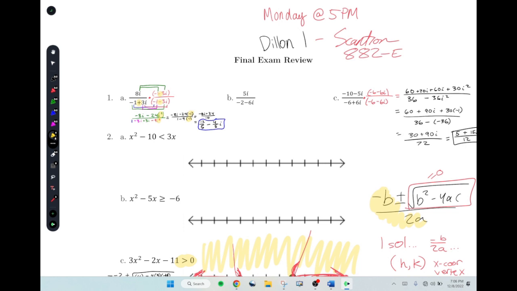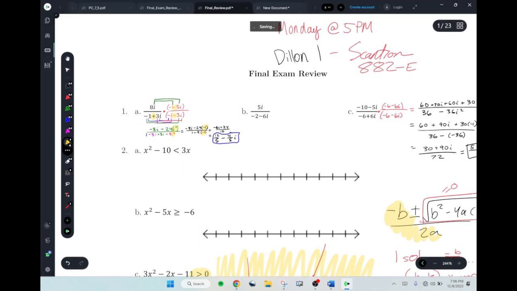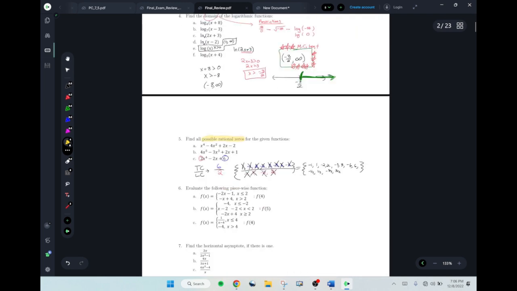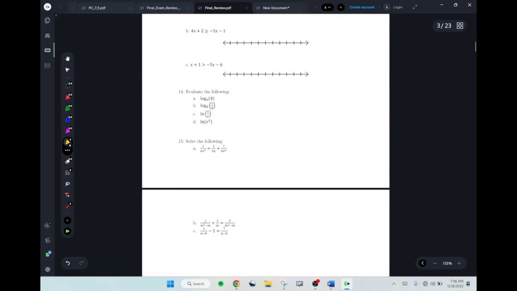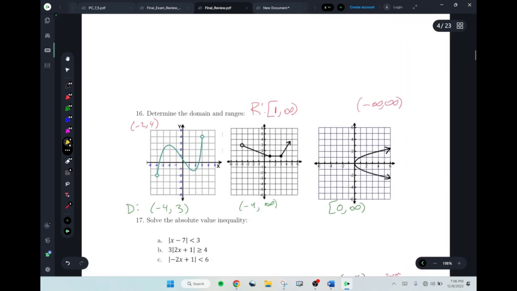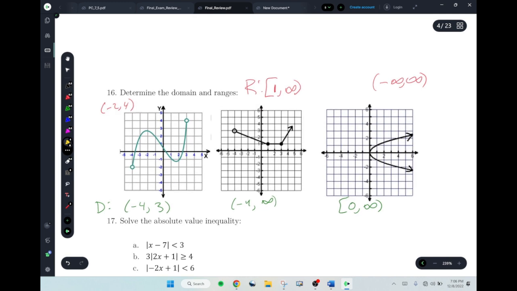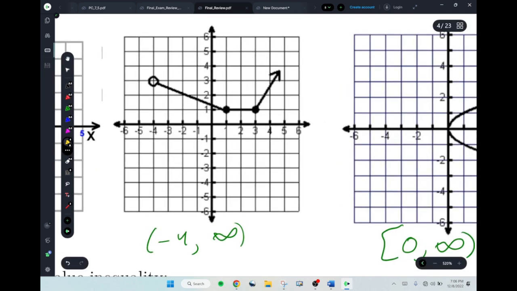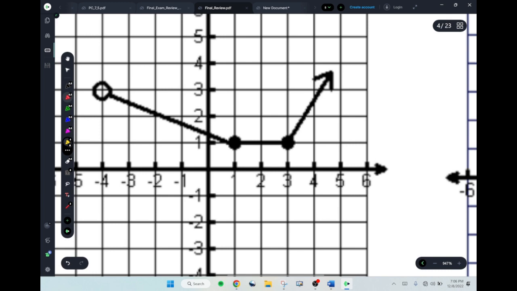All right, scroll through, look for a good one. Number 16. Oh, right, it's already done. You know about domains and ranges? Okay, which one? All of them? B and C? Okay. I'm going to zoom in real quick so we can't see my answers.